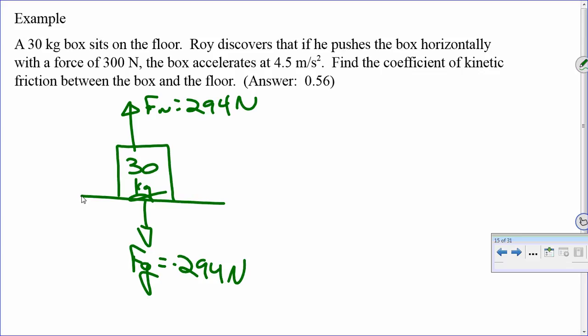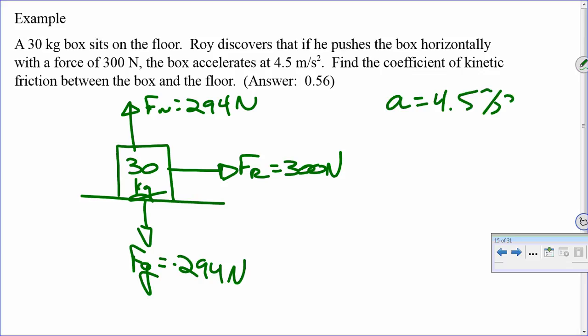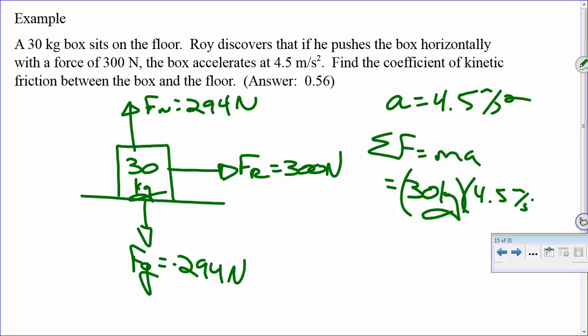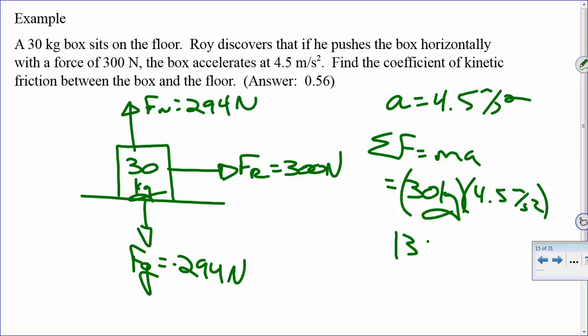All right, so it says Roy discovers that if he pushes the box horizontally with a force of 300 newtons, then the box will accelerate at 4.5 meters per second squared. Automatically, what should I do? Find the net force, right? If you know the acceleration, find the net force. I'm sorry, I thought that's what people said. He said find the, oh. There it is. I saw half of this. All right, leave him alone. You guys are brutal. All right, so your net force ends up being 135 newtons.